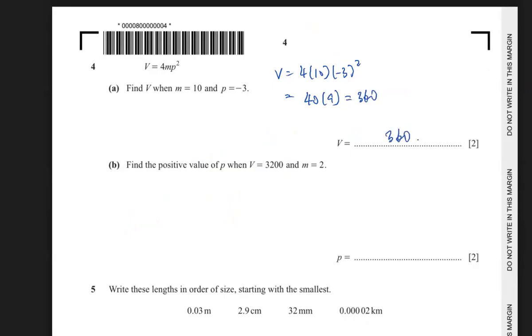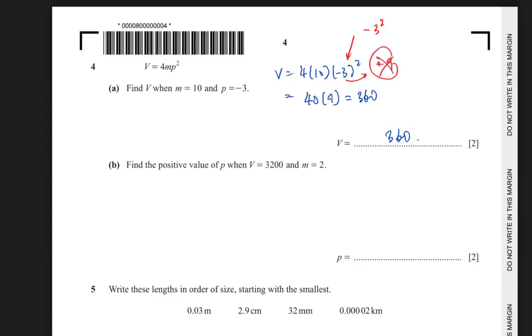A common mistake is here, when you substitute this in. If you have practiced, you probably won't have this issue. But some students would just do this and calculate this to be negative 9. Negative 9 is wrong, yeah?